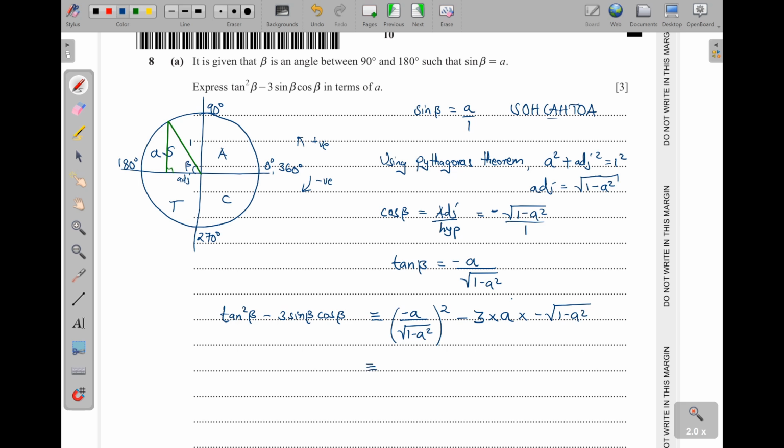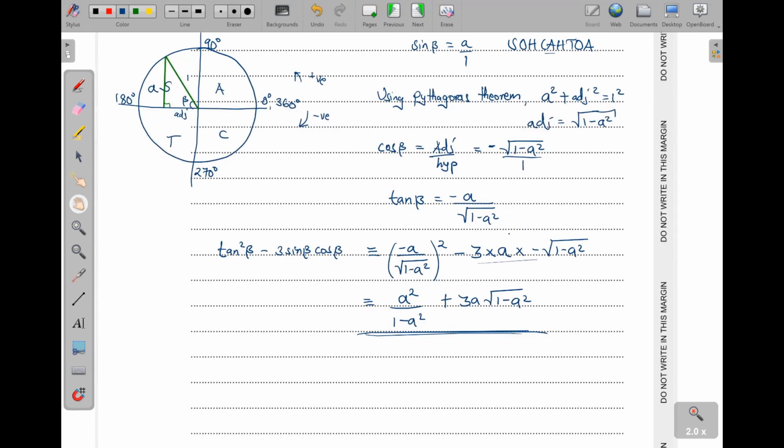And then this one here will give us, when you square the negative, it becomes a positive, so we shall have A squared. Then out of the square root now will go, then 1 minus A squared. And a negative times a negative, you get a positive, so we shall get plus 3A, then the square root of 1 minus A squared. So this will be our answer.